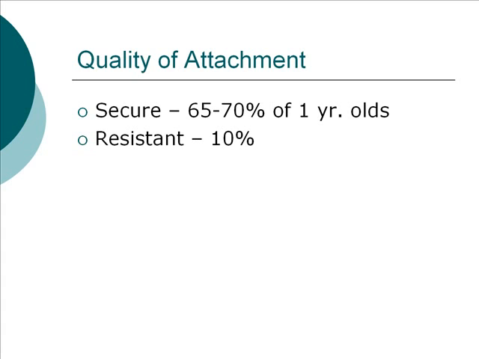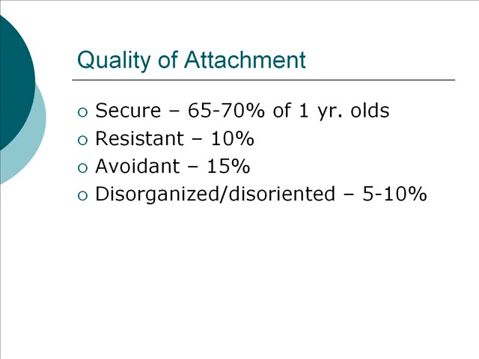A different type of attachment is resistant attachment, and resistant attachment you see in about 10% of 1-year-olds. Another type is called avoidant attachment, and this is in about 15% of 1-year-olds. And the final category is disorganized, disoriented attachment, and this is in 5 to 10% of 1-year-olds. The disorganized and disoriented attachment is probably the one you don't want. Basically, about 80% of the infants who have the disorganized, disoriented attachment have been physically abused or maltreated.